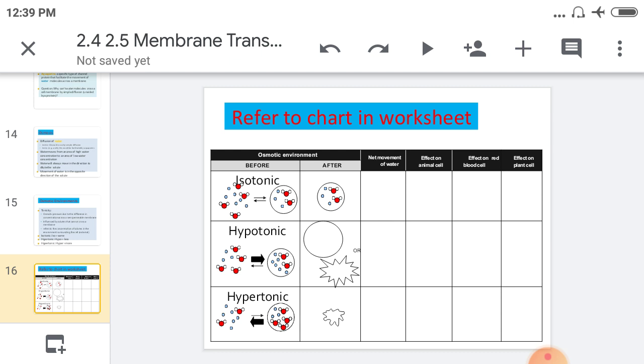Here we see the different structures. In isotonic fluid, no effect occurs. In hypotonic, the osmotic pressure of this fluid is less than the osmotic pressure of the cell, so the concentration of dissolved solute is little. It means the cell swells here. And what happens in hypertonic? The cells shrink here.